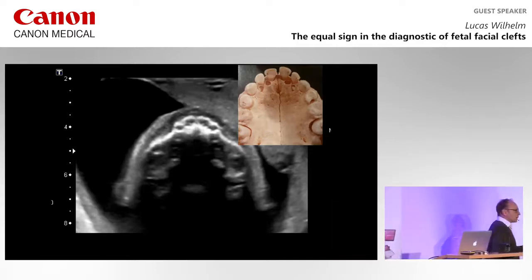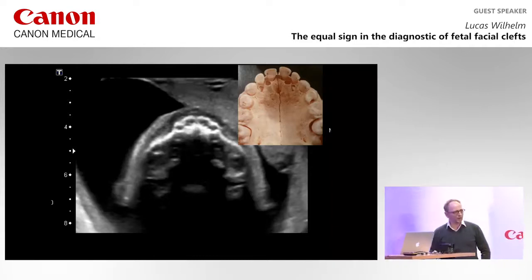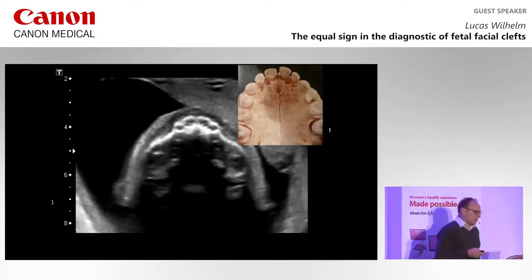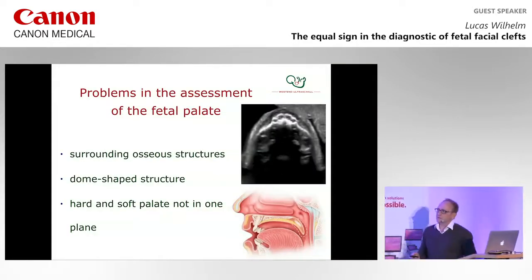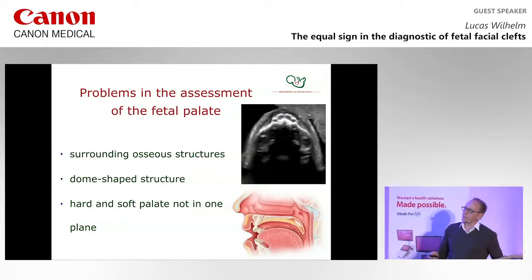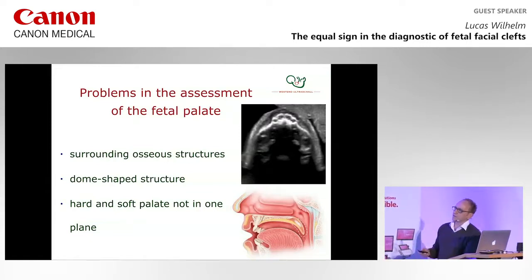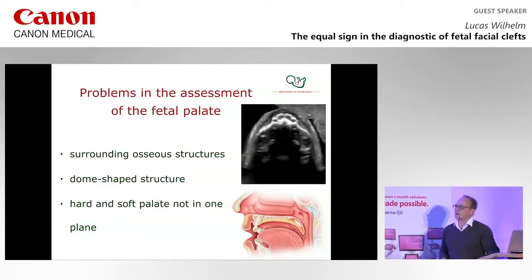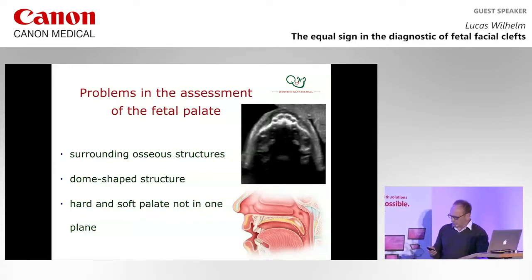So, when you find a cleft now here, then the problem starts. And the problem is here, this black hole. The problem of the assessment of the palate: the most common problem are the surrounding osteostructures causing shadowing artifacts and avoiding the assessment of the palate. Two other points are the dome-shaped structure of the palate and the fact that hard and soft palate are not in one plane. So, what to do?